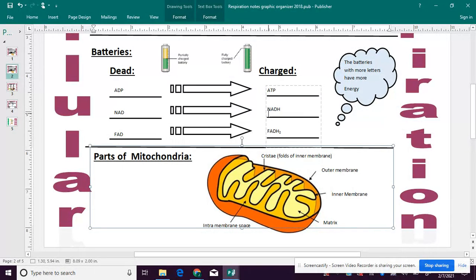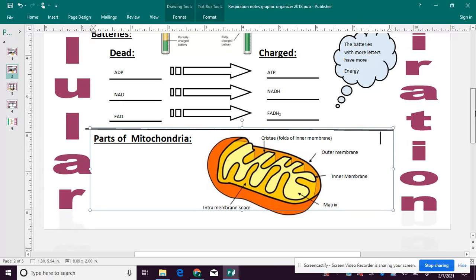So when NAD is high energy or fully charged, it becomes NADH. And when FAD is high energy or fully charged, it becomes FADH2. It might also help you to remember that when the H is on the end, the H stands for high energy. So NADH is high energy and FADH2 is definitely high energy. Okay, so these are the charged batteries that we're going to be working with in this process. And these are the dead batteries that we're going to be working with in this process. So just keep those tucked away for later in the week when we talk about the specifics of what's happening in cellular respiration.